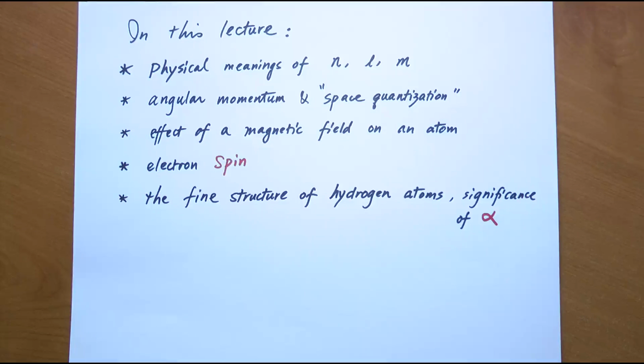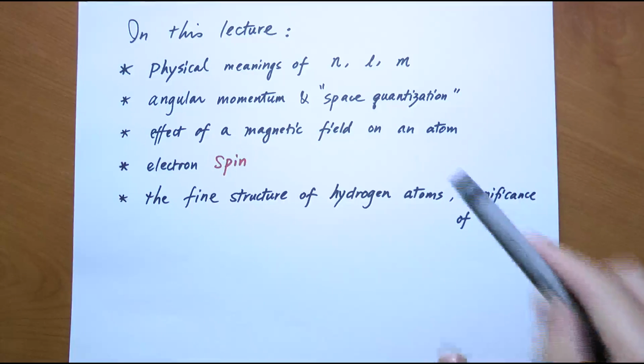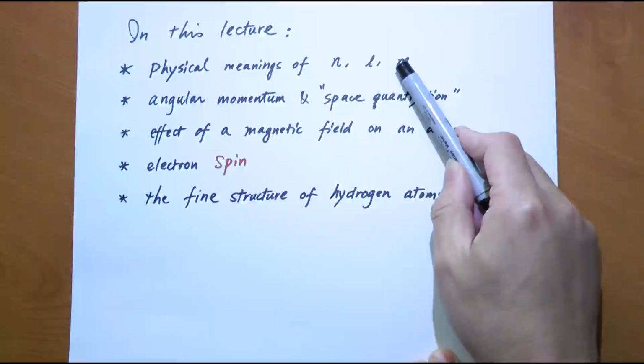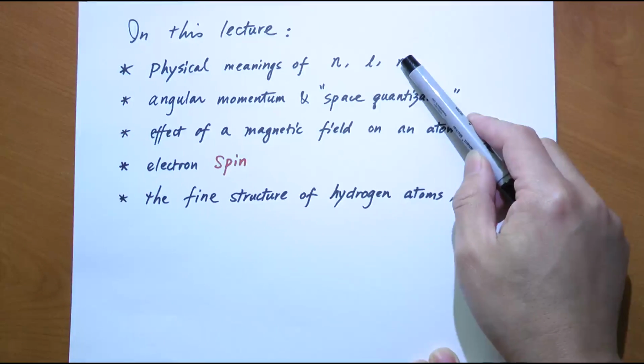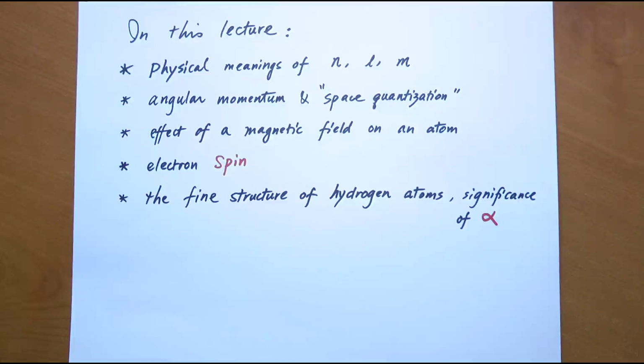Now, we did not have a chance yet to examine the physical meaning of the quantum numbers that we have discovered for the hydrogen eigenstates. These are the three quantum numbers, n, l, and m. So we're going to take a closer look at these quantum numbers, what's behind them, what's the physics behind them.